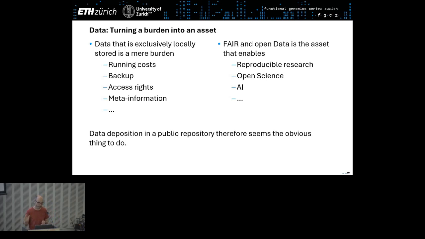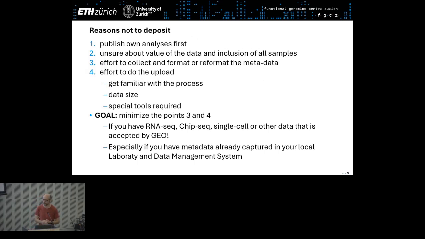On the other side, if you put it in a public repository, the data becomes FAIR and open, and this enables reproducible research and open science, and last but not least, AI. And that turns the data into an asset for the scientific community. So I think it should be a straightforward and obvious thing to do, publish your data in a repository.